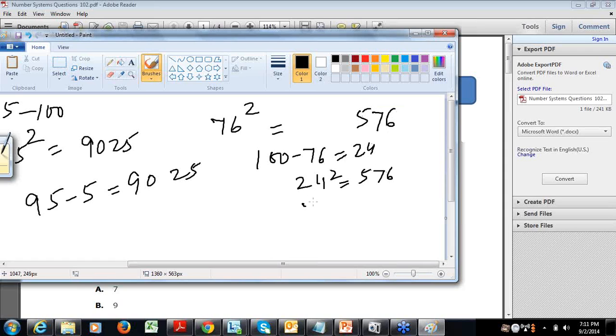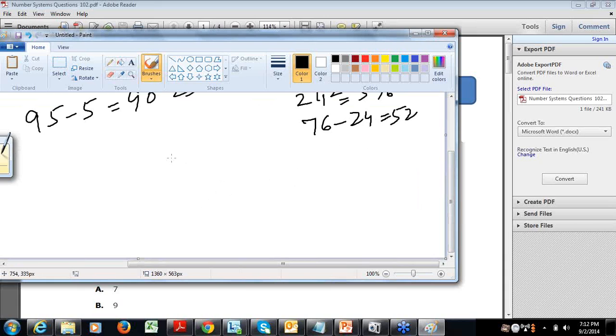And 76 minus 24 is 52. So write 52 above. Sum it, so it will be 5776. So 5776 will be the square of 76. Everybody got this? Let me explain it once again with the number 81.